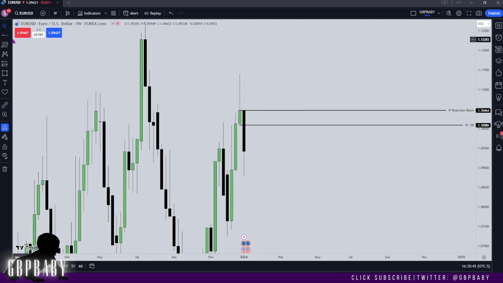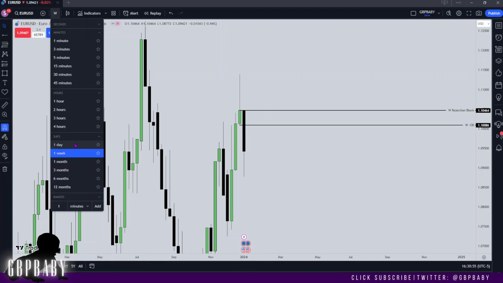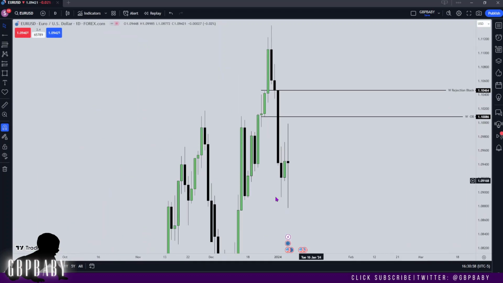And then we have these relative equal highs up here. However, I'm not going to worry about those highs for now. We can think about that in the future. But let's look down at the daily now. So you'll see how the dailies run out stops below this low and these lows. I am, like I said, obviously anticipating a push higher towards the weekly rejection block and bearish order block.